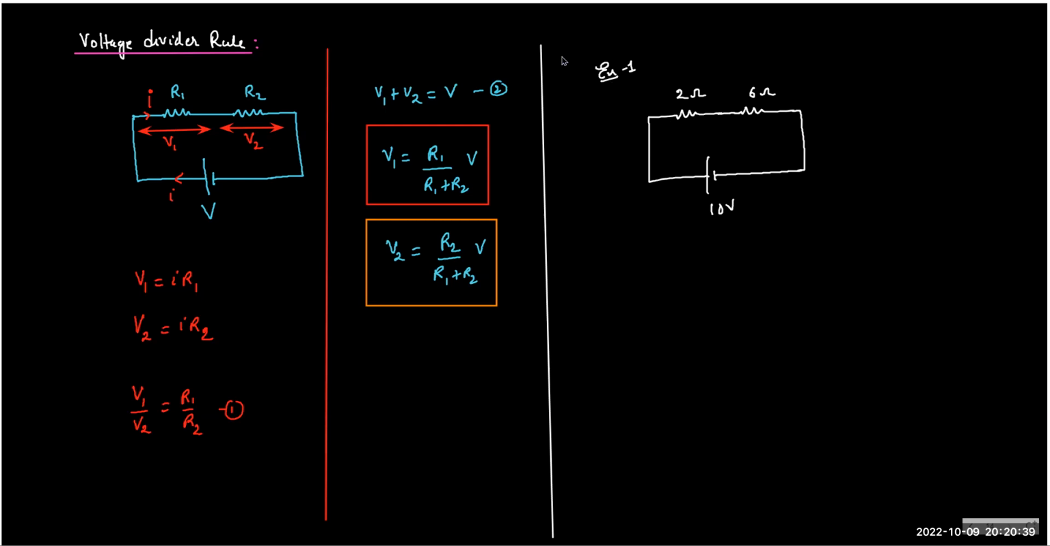If I call them V1 and V2, then V1 is 2 by 8 into 10. So it is how much? 5 by 2. And V2 is how much? 15 by 2. So if you add both, you'll get the 10, right? Yes.